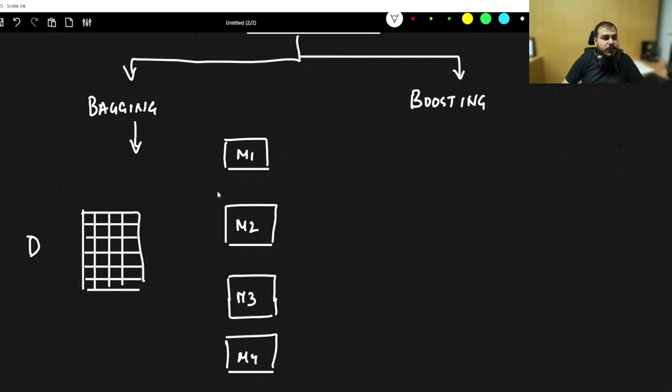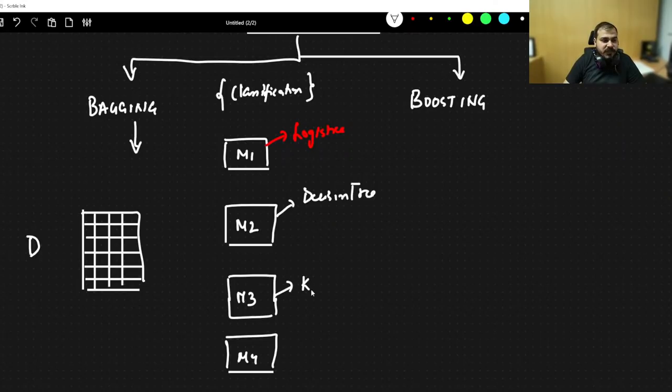Tell me what all models we discussed with respect to classification till now. I'm just considering classification as an example. Let's say that this is logistic, and this is probably the other model, which is decision tree. And then probably we use this model as KNN. And this model can again be decision tree. It's fine. Let's use another decision tree. So now you can see that we have used so many models.